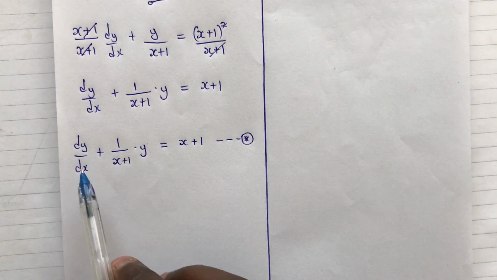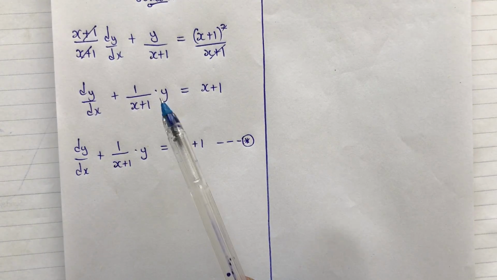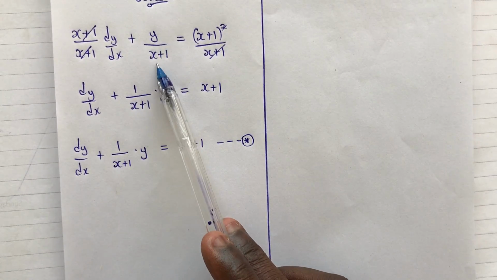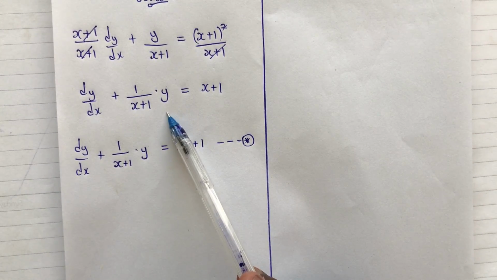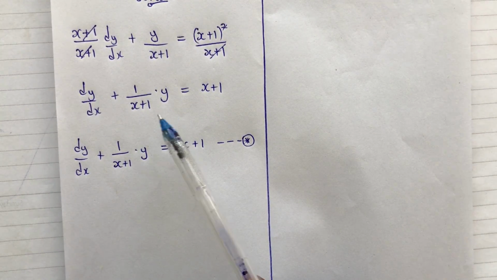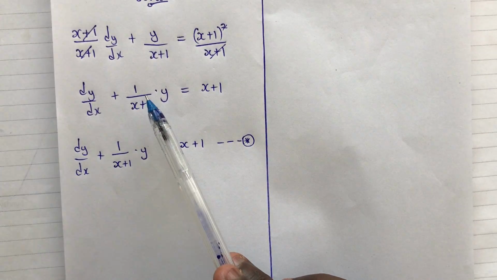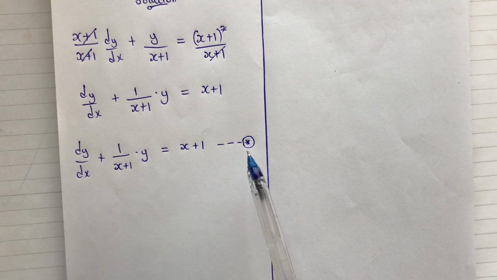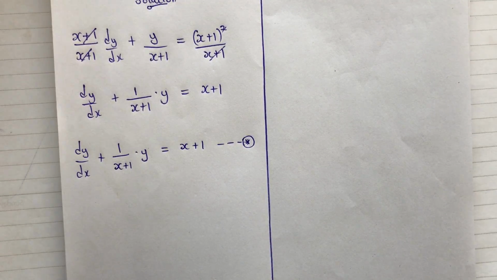Okay, so once we get here, I just decided to factorize y out because y times this one will give me y over x plus 1. Don't forget this is over 1. So those of you that are confused, I want to have the separate function on its own so I can work on that. So once we get here, let's label this equation star like I have done there.